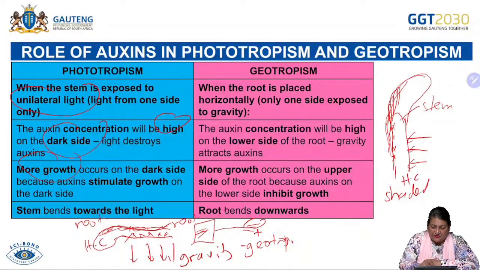towards gravity. So the auxins on the lower side, right? More growth occurs on the upper side of the root because auxins on the lower side will actually inhibit growth. So on the lower side, growth is inhibited, but growth is stimulated on the upper side, and the root bends downwards towards gravity, and that is called positive geotropism.